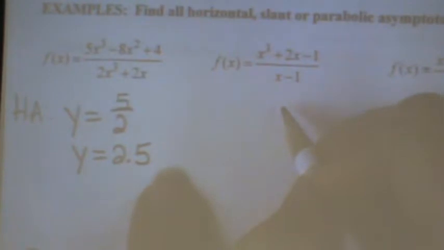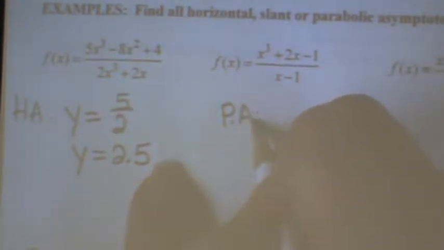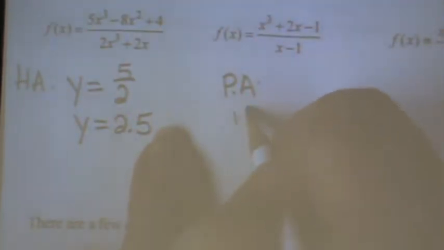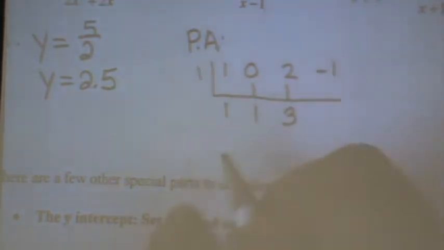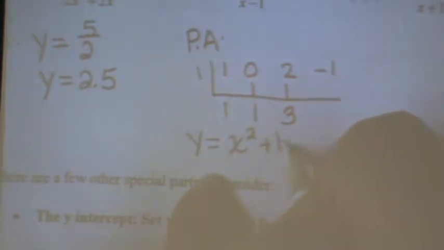It's top heavy by 2. So it has a parabolic asymptote. How do you find it? I would do synthetic division, put a 1 out here, a 1, a 0, a 2, and a negative 1. 1 times 1 is 1, add, and I don't care about the remainder. So what's your parabolic asymptote? It's y equals x squared plus 1x plus 3. You're going to have to graph that parabola.